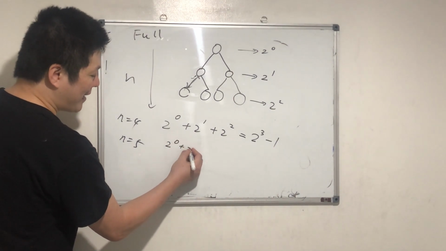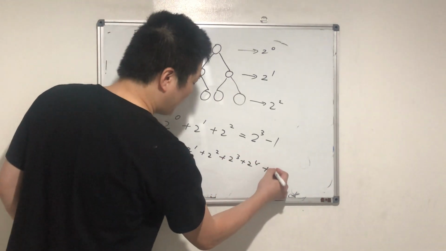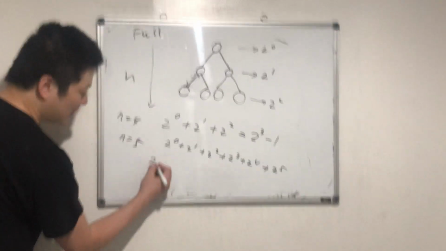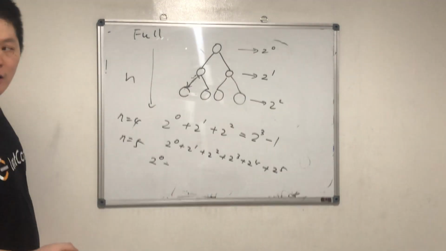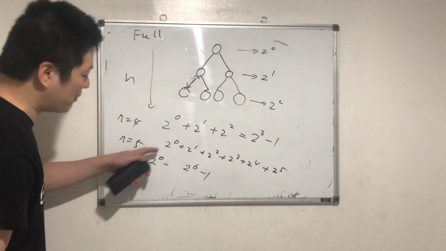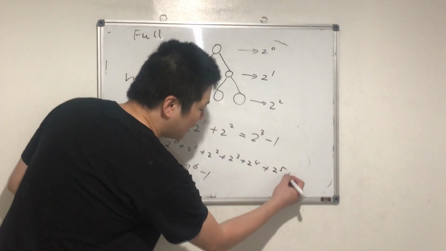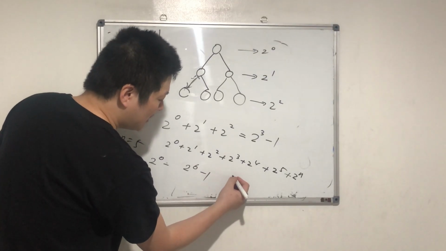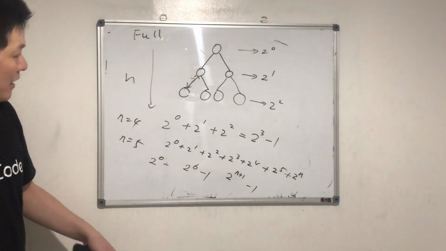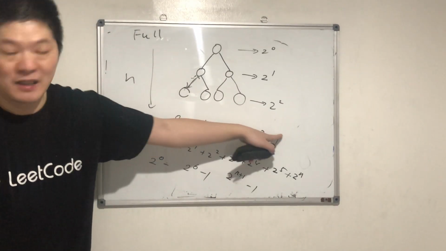2 to the power of 0 plus 2 to the power 1 plus 2 to the power 2 plus 2 to the power 3 plus 2 to the power 4 plus 2 to the power 5 equals what? 31. Yes, because it's 2 to the power of 6 minus 1. So 2 to the power 0 plus 2 to the power 1 up to 2 to the power n equals 2 to the power n plus 1 minus 1. When n is 2, this equals 2 to the power 3 minus 1. Does it make sense? This is called a full binary tree.